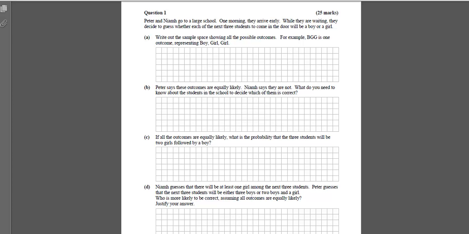Now on to part B. Peter says these outcomes are equally likely. Neve says that they are not. What do you need to know about the students in the school to decide which of them is correct?